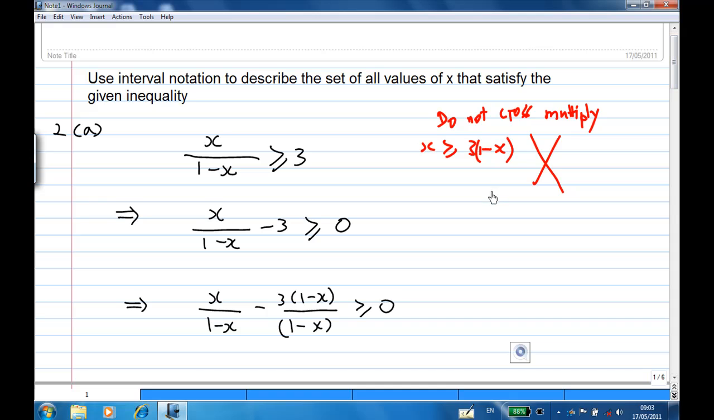Notice I must stress again, you cannot cross multiply. If you cross multiply, you're not going to get the solution, or all of the solution. That's the end of the recording.